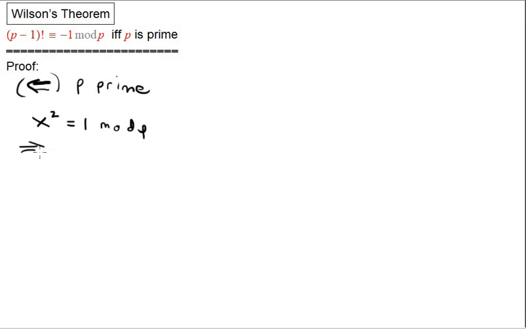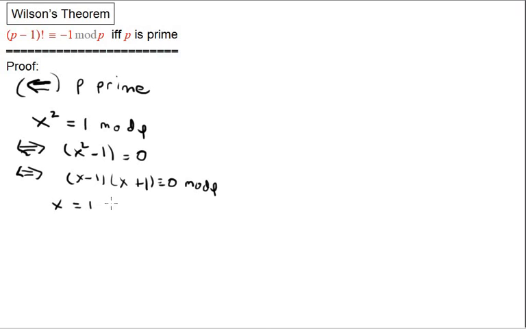That's equivalent to considering x squared minus 1 is equal to 0 mod P, which is equivalent to (x minus 1) times (x plus 1) is equivalent to 0 mod P. But since P is a prime, that's only possible if x is equal to 1 mod P, or the identity element, or x is equal to negative 1 mod P.